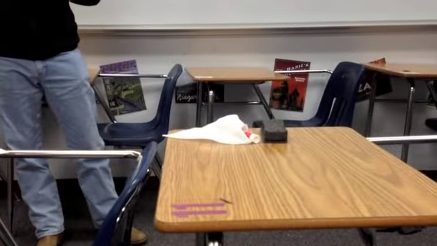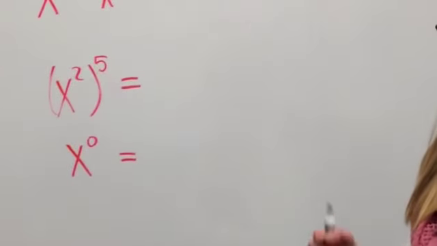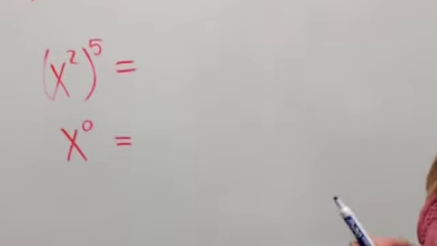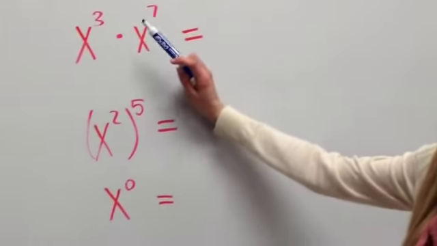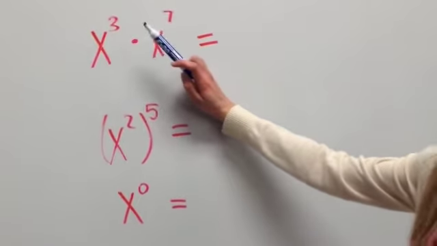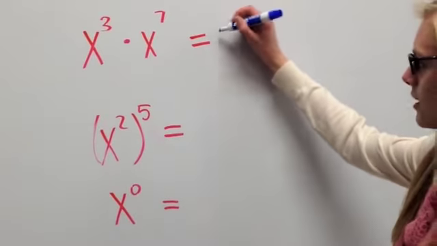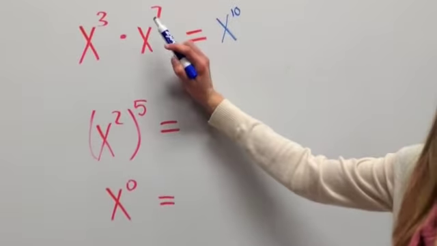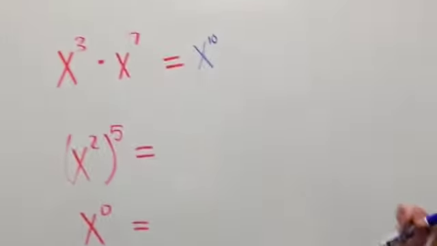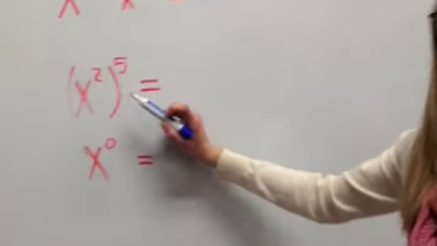Okay. This is a review of exponential functions. Here we are multiplying the x's together, and since they each have exponents, you're going to add the exponents. So you have x to the power of 10, because 3 plus 7 equals 10.